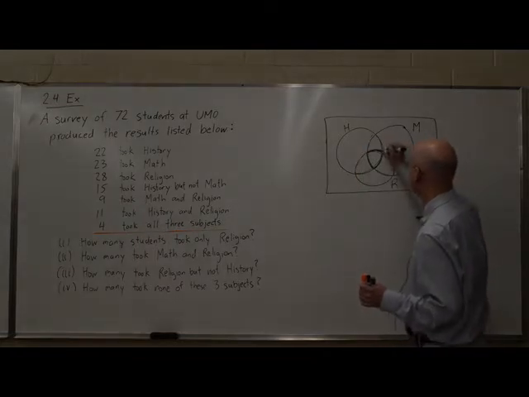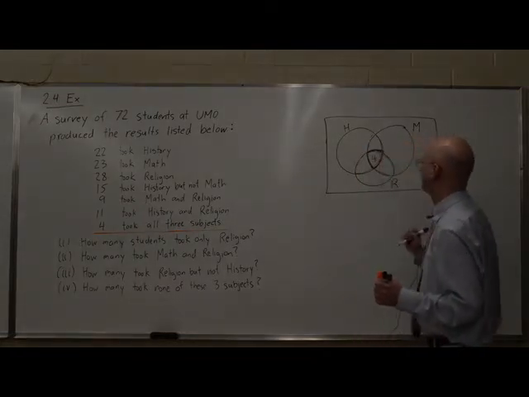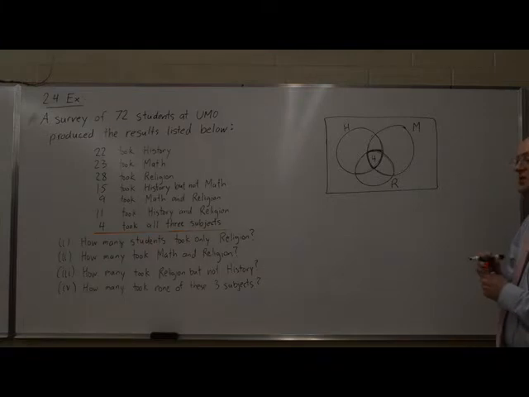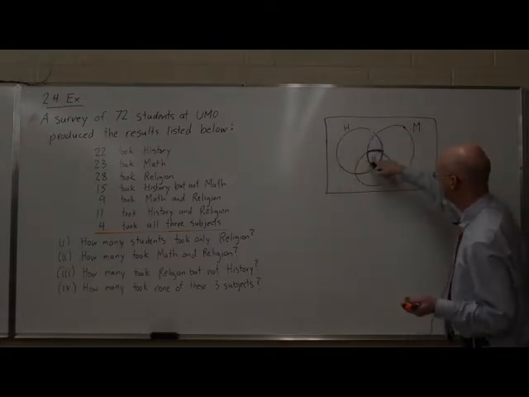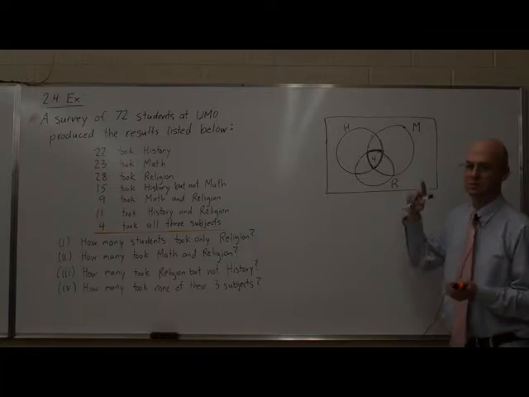And so I'm going to put a 4 in here in the middle of all 3 circles to represent that these 4 students took all 3 classes. These students are inside the history circle, they're inside the math circle, and they're inside the religion circle.